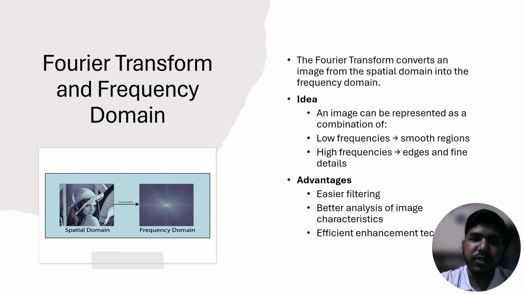To work in the frequency domain, we use the Fourier transform. The Fourier transform changes an image from the spatial domain to the frequency domain. In the frequency domain, we can study different frequency components of the image. This helps us to perform filtering and image enhancement more effectively.